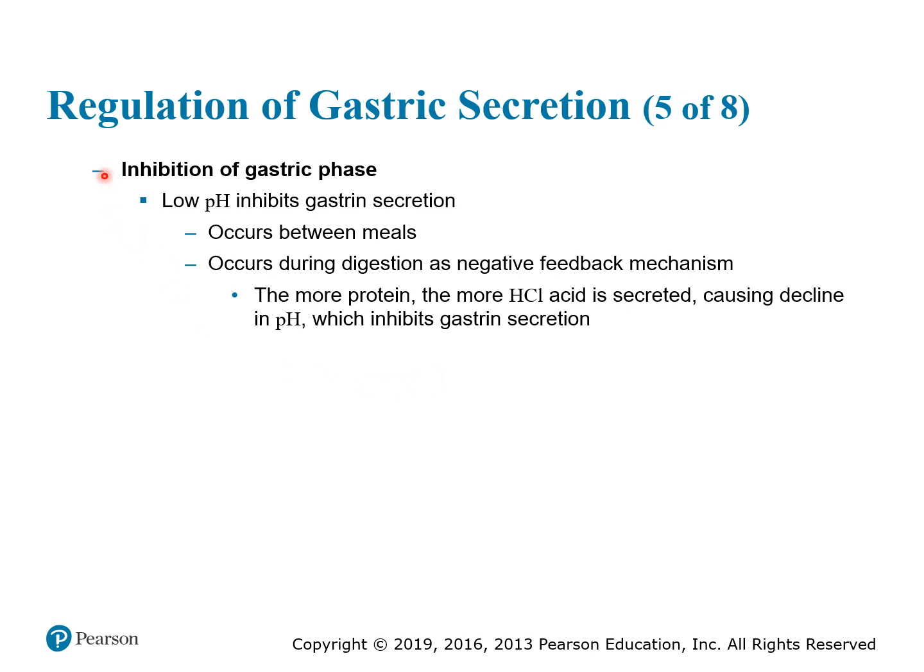And how is this gastric phase inhibited? So the low pH inhibits the gastrin secretion. High pH, increased pH, stimulates gastrin secretion, because then gastrin is going to cause the secretion of the HCl, and the stomach needs that acidic environment. And then the low pH inhibits the gastrin secretion. When does this low pH happen? Between the meals, and it occurs during digestion as a negative feedback mechanism. The more protein, the more HCl is secreted, causing a decline in pH, which inhibits the gastrin secretion. So there is negative feedback in the gastrin secretion.